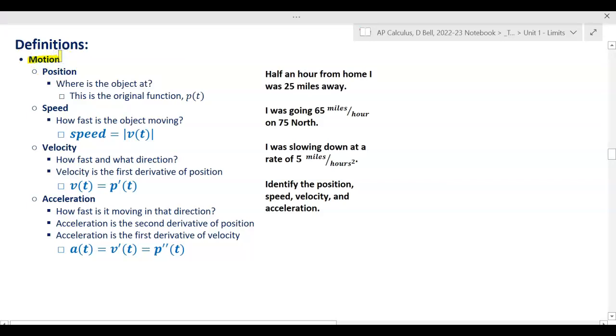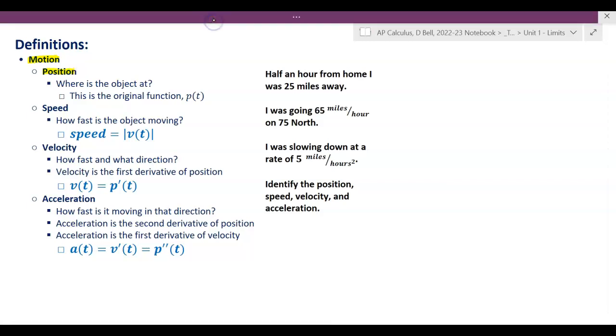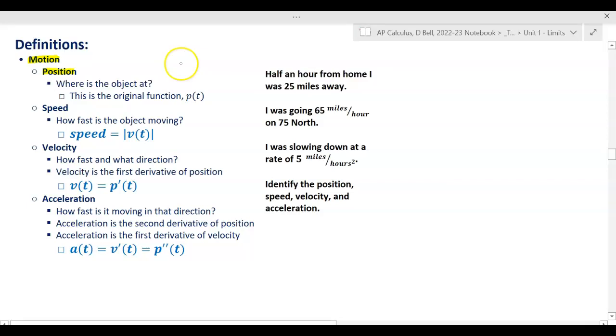So position is where the object is at. This is the original function, so it's denoted as P of t. You'll sometimes see X of t or S of t for position, where t equals time. So it's a function of time.